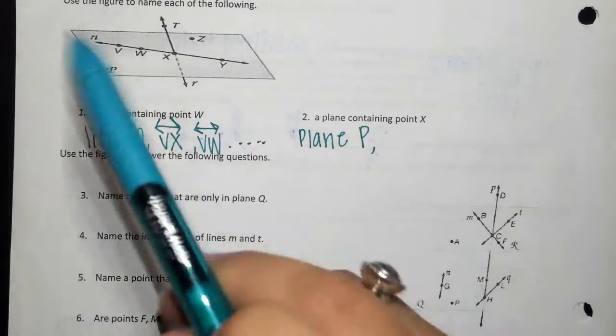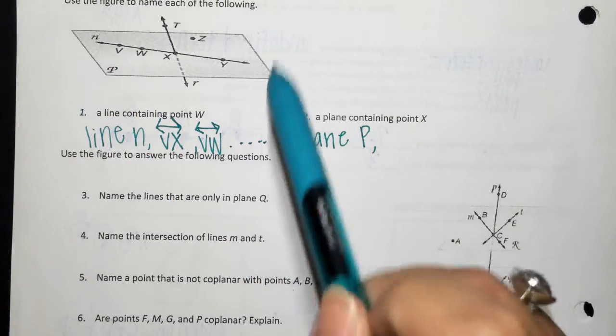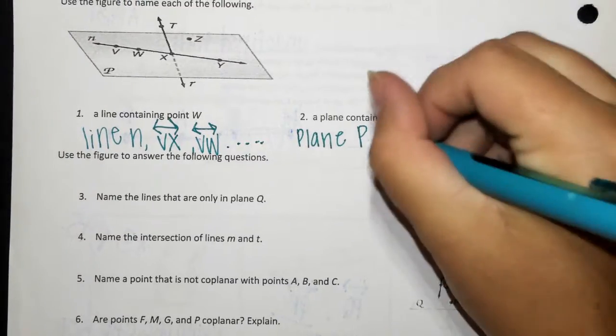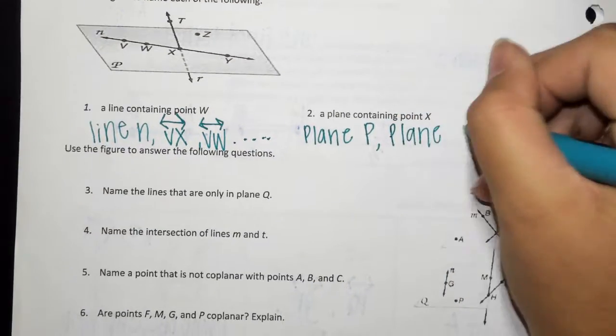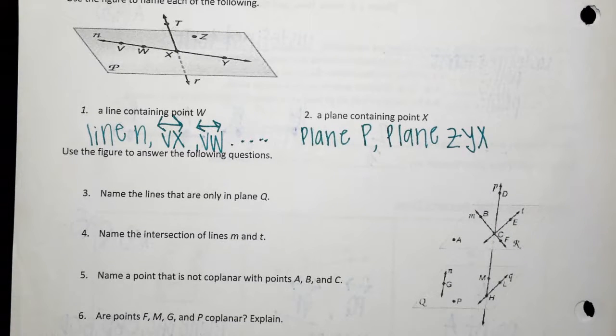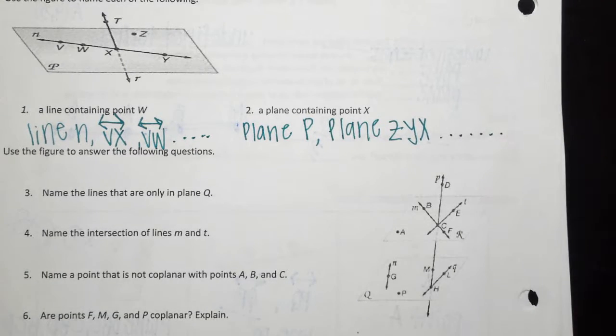Except for what point? What point can I not use? T, because it's not on the plane. Okay, so any other three, I could say plane Z, Y, X. Any three, in any order. Now, is that the only way I can name it? Z, Y, X? No, so let's put some dots so you know there's way more than that.